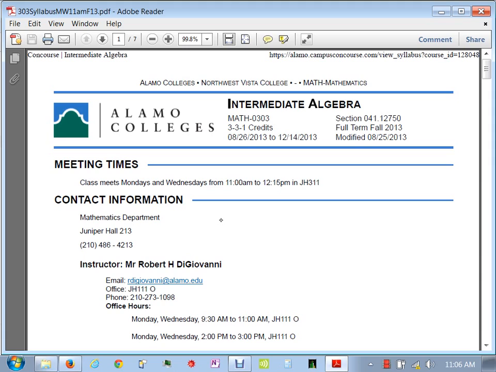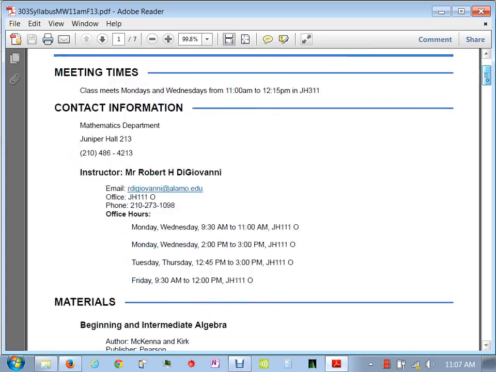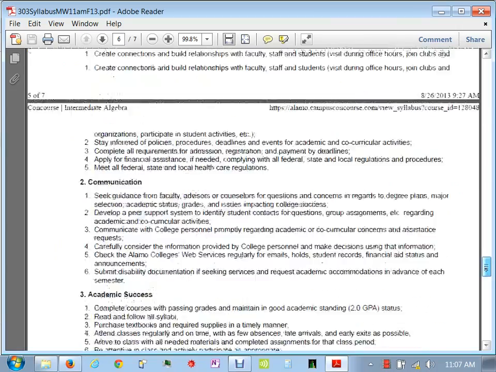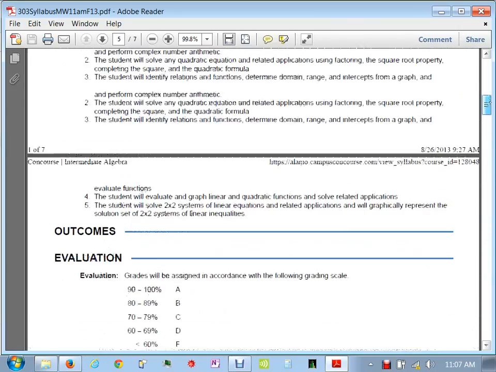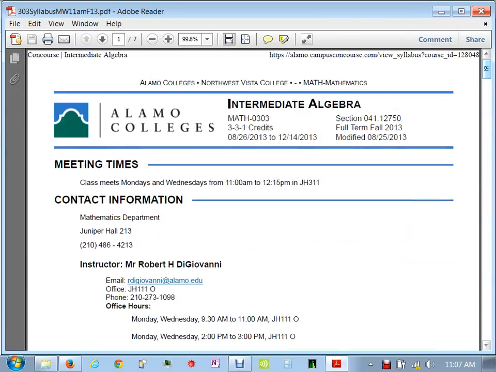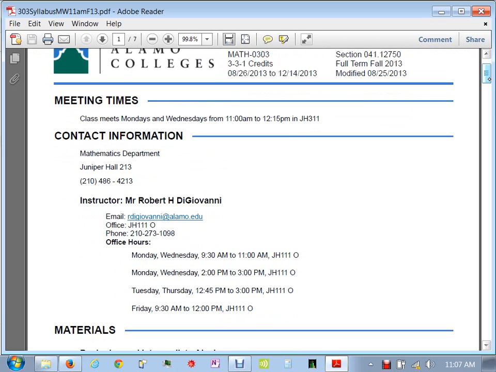Now, this new syllabus, we have to use this starting this semester. So every single one of your classes should have a syllabus that looks like this. It's called Concourse. That's what we're using. There's a lot of junk in here that I had no control over. It was automatically put into the syllabus, and most of it's way at the bottom. It's all the district policies and stuff. So let me just show you what's important here. First of all, the contact information.